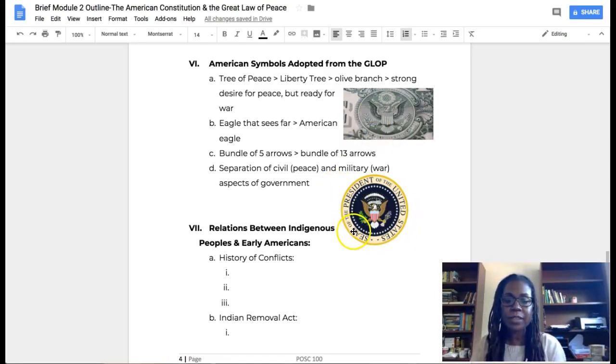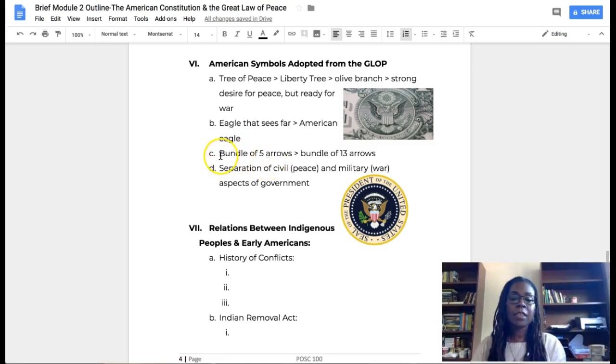And this is a copy of the presidential seal of the United States, and you see again the olive branch. So what was the Tree of Peace became the Liberty Tree, and then the olive branch, just one branch of the tree, was taken from that, and it was meant to indicate that we have a strong desire for peace, but we are ready for war. So the symbol was reduced a bit, but it is still present in our American symbology. Also, the eagle that sees far, that protected the Great Law of Peace. We all know that the American eagle is America's national bird. So the eagle is very prevalent in American symbology as well.